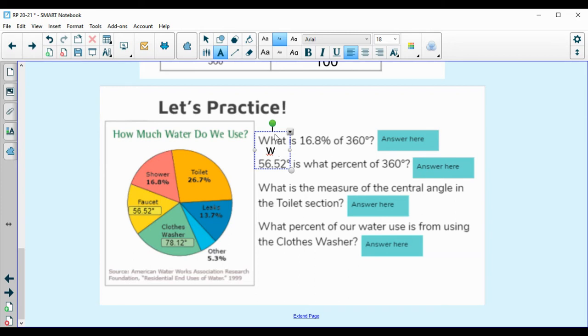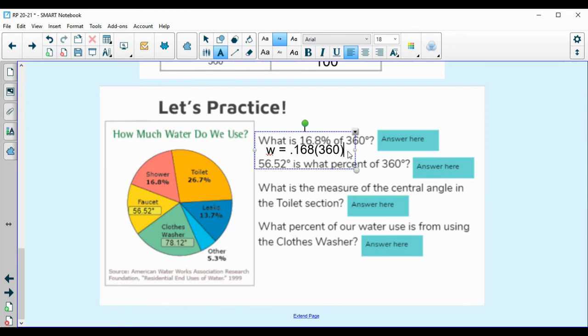Is, we know, represents equals. And then I have that 16 and 8/10%. I cannot use the percent form. I need to convert it into its decimal form. To do that, I divide by 100, and 16 and 8/10 divided by 100 gives me 168 thousandths. Of, meaning multiply. I'm going to use parentheses to show my multiplication. The 360 degrees, and this we would just write as 360.